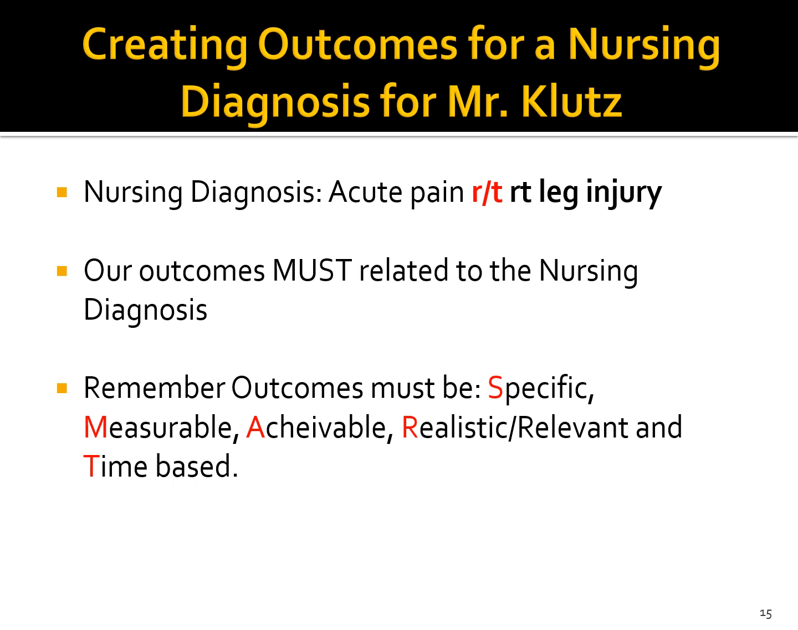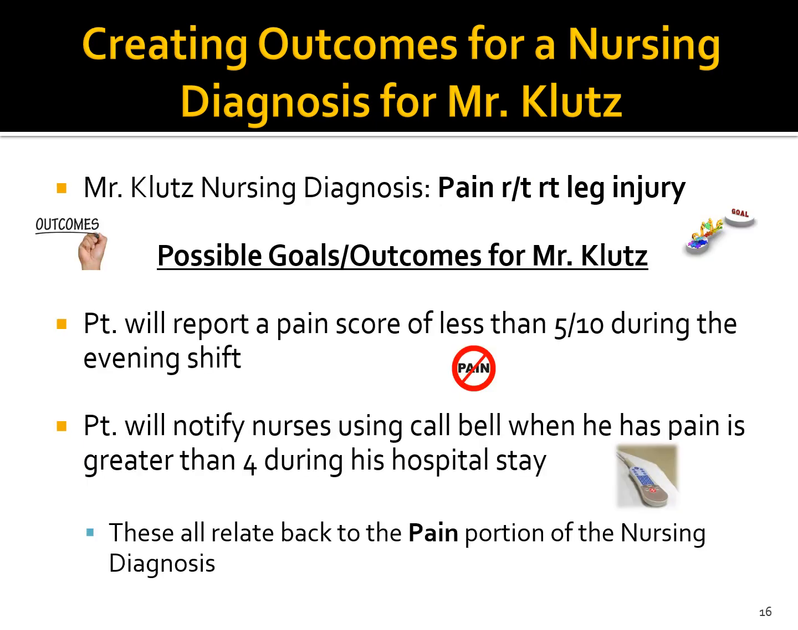Pain seems to be at the highest level on Maslow's hierarchy of the ones we have listed. So we're going to pick acute pain related to right leg injury. Our outcomes must be related to this nursing diagnosis. And remember, the outcomes must be specific, measurable, achievable, realistic or relevant, and time-based: SMART. So we're going to look at the outcomes that we can come up with.